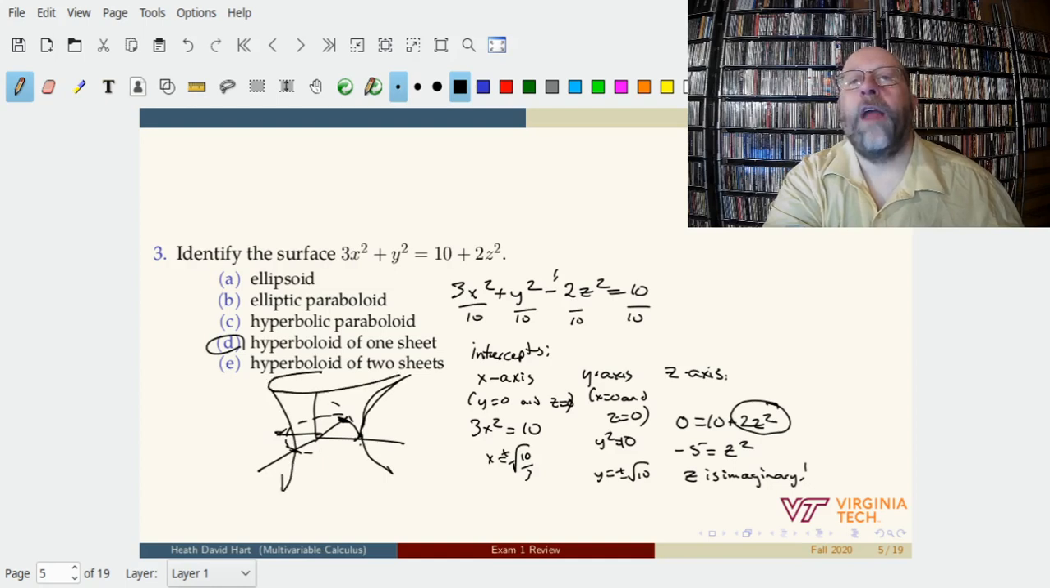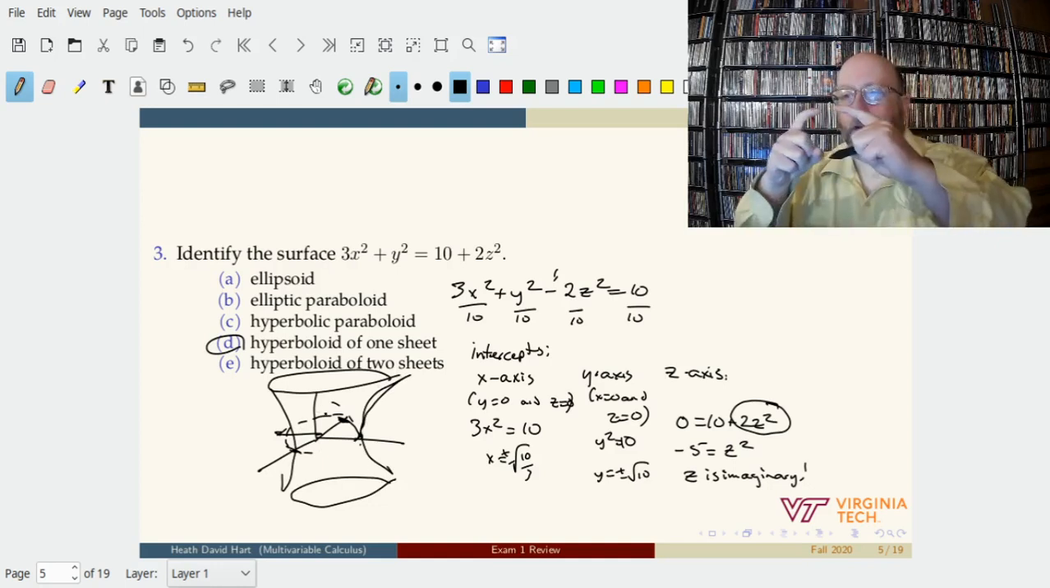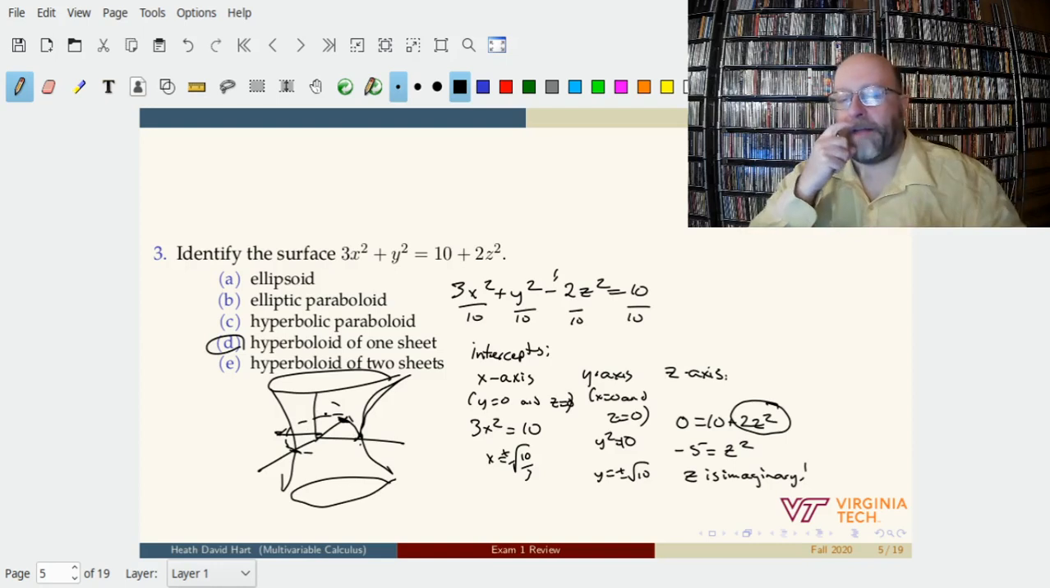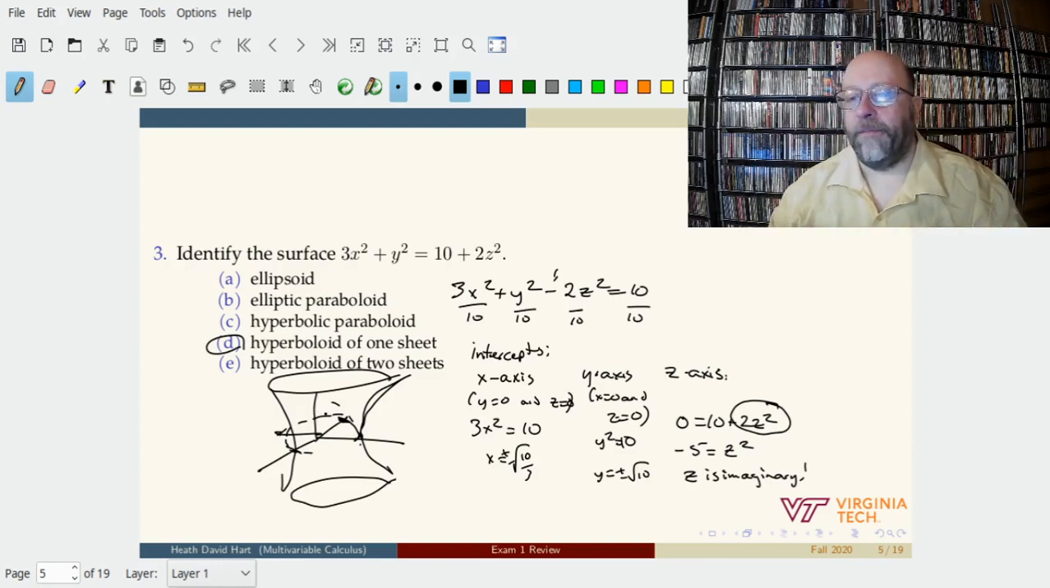And that's what creates this hyperboloid shape. There is curvature, but it can't curve towards the axis because then it would cross the axis. And so it curves away from the axis instead. And that's your hyperboloid of one sheet.